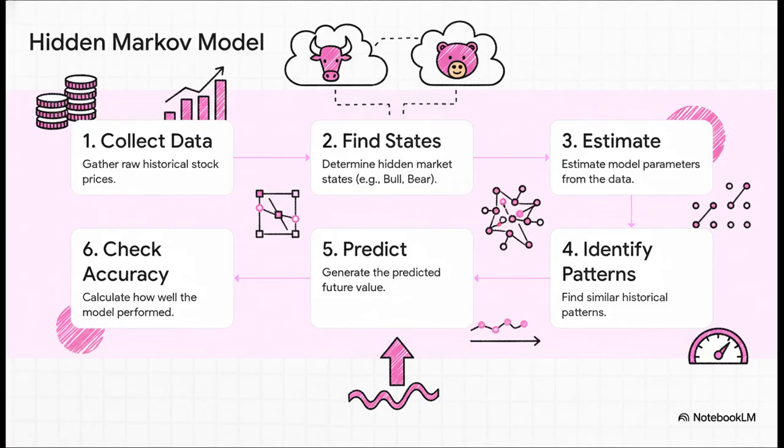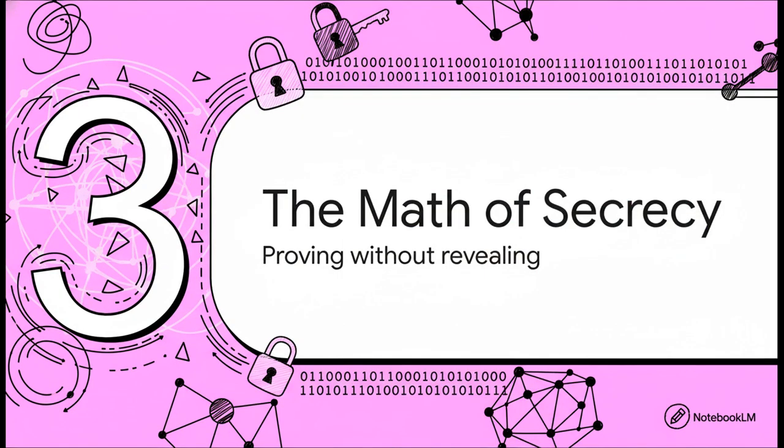It's pretty cool. This model tries to predict stock prices by assuming the market is always in some kind of hidden state, like a bull market or a bear market. By analyzing historical data, it learns the probability of switching between these states, and it uses that to forecast where prices might go next. Okay, for our final topic, let's enter the world of secrets and cryptography.